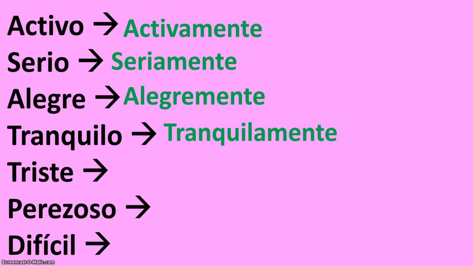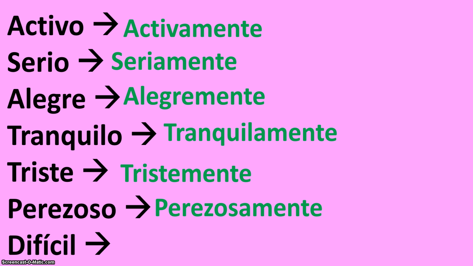Tranquilo, tranquilamente. Triste, tristemente. Again, another adjective that only had one form, so I added mente directly onto it. Perezoso, perezosamente, and difícil, difícilmente. Difícil was a double whammy because this is an adjective that ends in a consonant, so it only has one form. I needed to add mente directly onto it, but I also needed to remember that difícil had an accent, so my adverb was also going to have an accent.